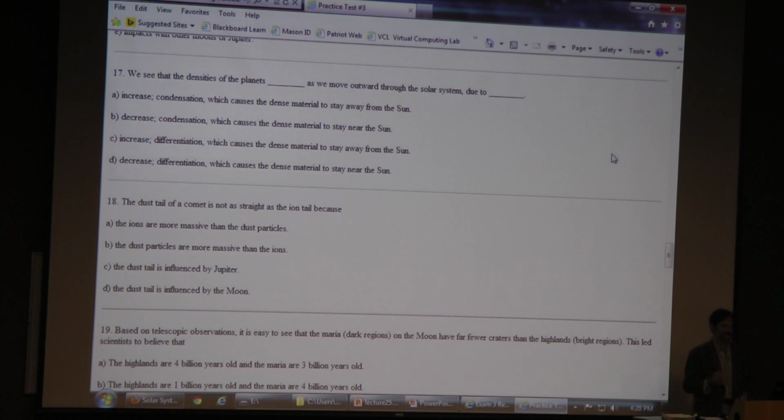All right, so this is a theme I've hit on over and over again in the last few weeks. The density of the planets decreases as we move outward from the solar system due to potentially differentiation, which causes the dense material to stay near the sun. So it would be D. Decreases, and then it's due to differentiation.